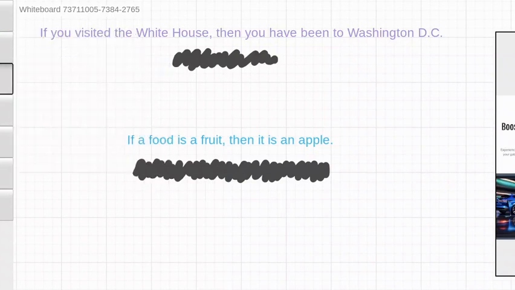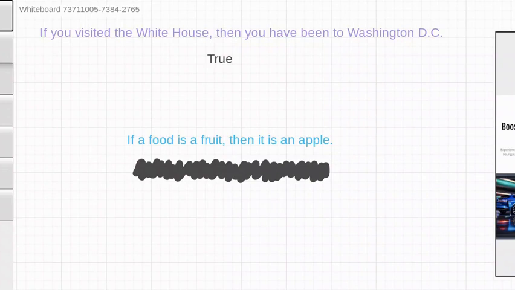Well, okay, so we know the White House is in D.C., and it's saying then you have been to D.C. So if you went to the White House, you were in D.C., that's true. Right, the next one says, if a food is a fruit, then it is an apple.